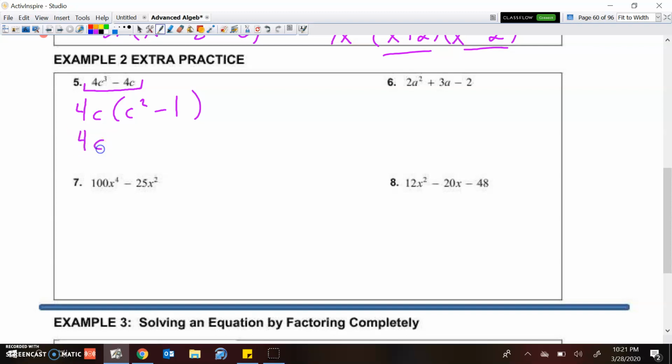Now the 4c stays out front, and I look, can this here be factored? Is this a perfect square? And is this a perfect square? And they both are. So it's a difference of two squares, subtraction of two different squares. So the square root of c squared is c, square root of 1 is 1, and 1's plus, 1 is minus. I'm factored.